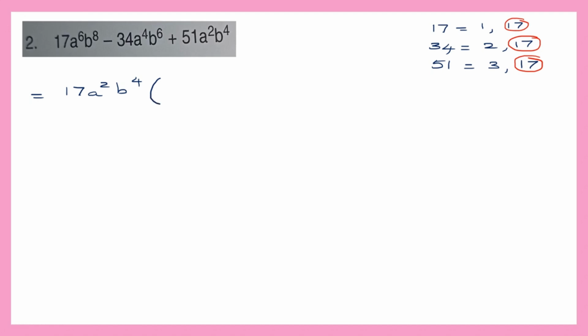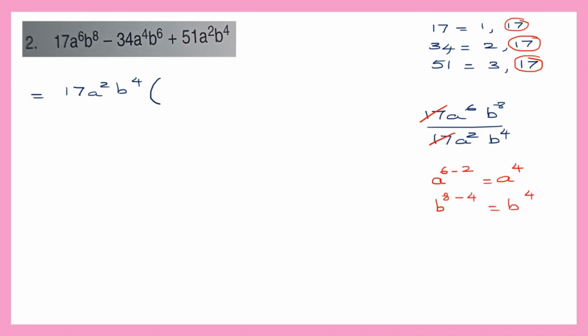So we can put this down, and now we are going to divide the first term by this, the second term by this, and the third term by this to get our terms inside the brackets. So let's start with the first one. The first one is 17 a to the power of 6 and b to the power of 8 divided by 17 a to the power of 2 and b to the power of 4. Now 17 and 17 we can cancel. Now look at a. a to the power of 6 divided by a to the power of 2 is a to the power of 6 minus 2. That becomes a to the power of 4. Look at b. b is b to the power of 8 and down we have b to the power of 4, minus, we get b to the power of 4. So what do we have here? Here we have a to the power of 4 and b to the power of 4.